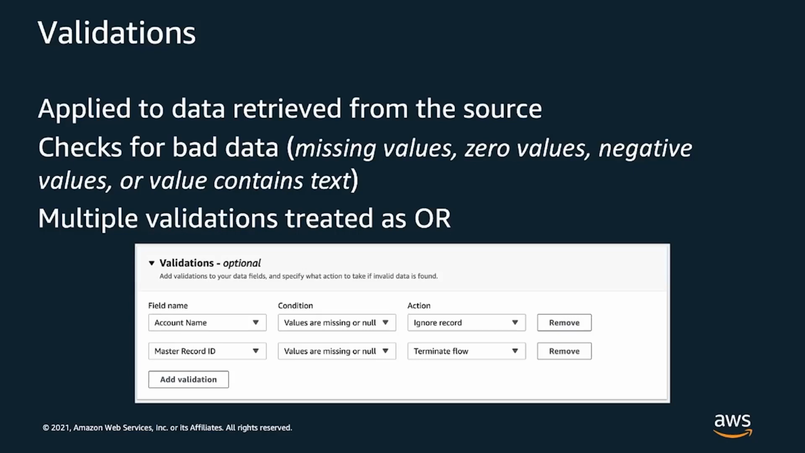And you can also use multiple validations here. They are treated as OR. So you can say, if the account name values are missing or null, then ignore the record, right? Or in this example, if the master record ID values are missing or null, then terminate the flow. And that means, hey, I may have something bigger going on, so I'm going to terminate the flow. All right.